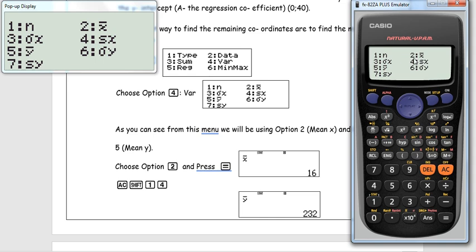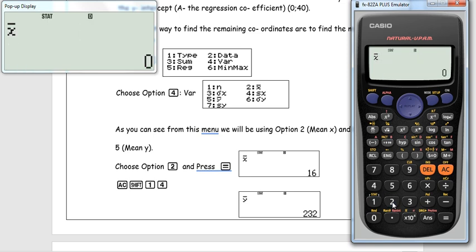We are needing to calculate our mean x value. So we are going to select option number 2 first. Because remember, when we are doing coordinates, we always want to work x values first, y values come next. Up comes our little symbol, and it's saying to me, what is my mean value of x? All I need to do is press equals. And you will find your mean x value is going to come up and be 16.